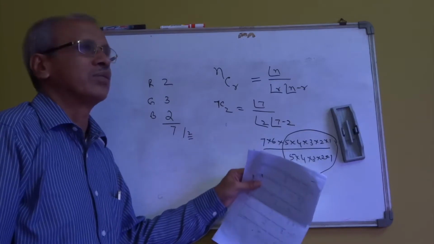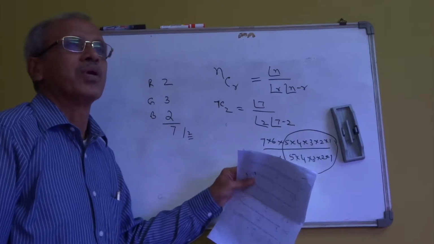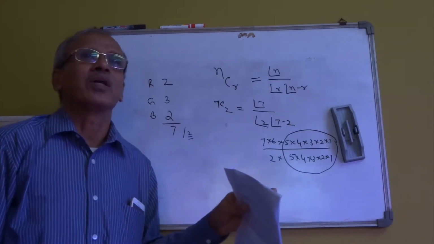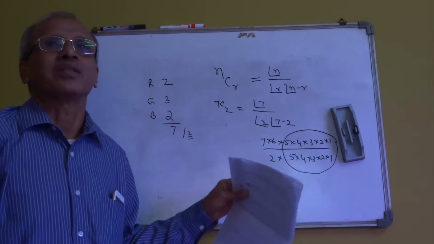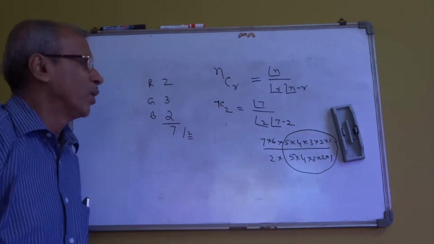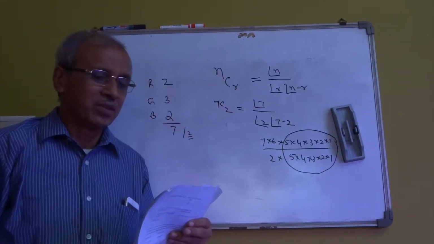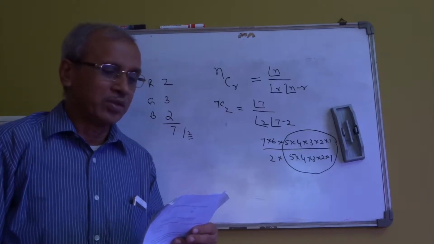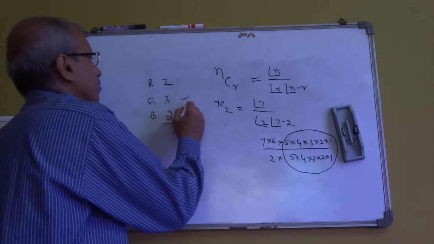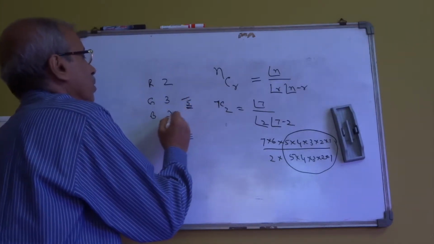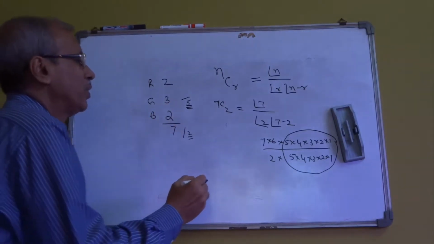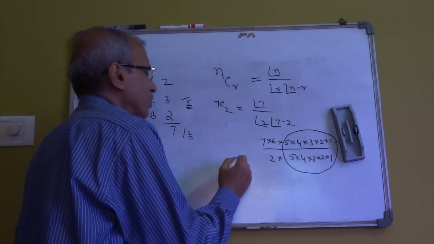Now don't solve this. Keep it as it is, because we have to find another possibility, and one on the other, some of the things will get cancelled automatically. So don't simplify, leave it like that. Now the second possibility: what is the probability that none of the balls is blue? Without blue, how many are there? 5. Including blue, it is 7. Without blue, 5. So the possibility of choosing 2 balls out of 5 is 5C2.